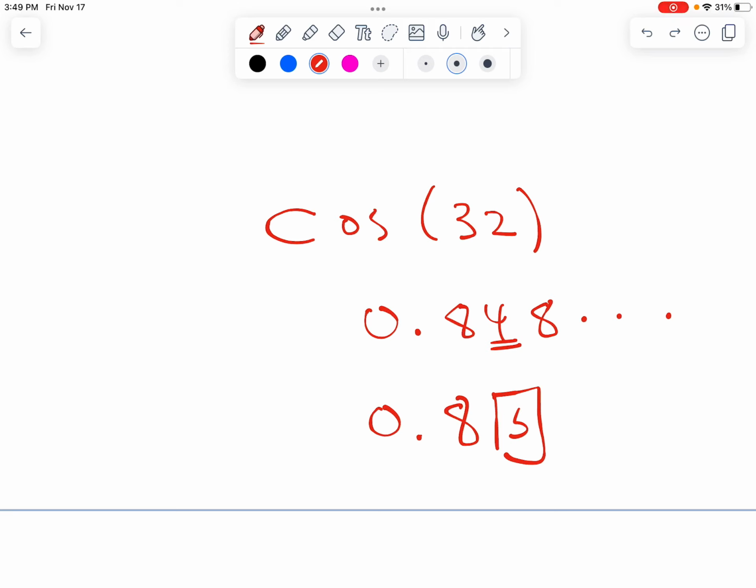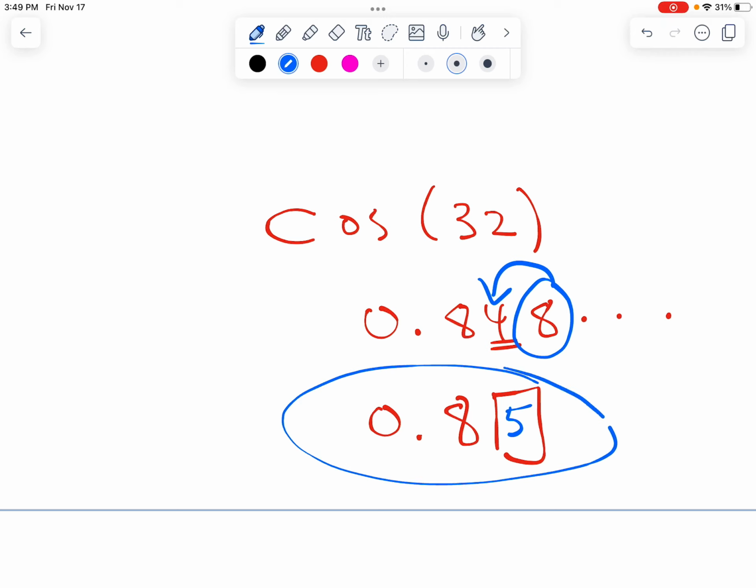Now because of this number right here, that's enough to bump it up. So it's closer to 0.85 than it is to 0.84. So 0.85 is what you type in.